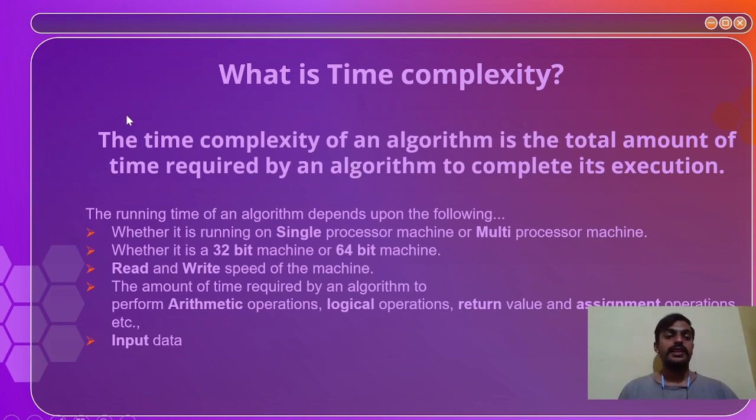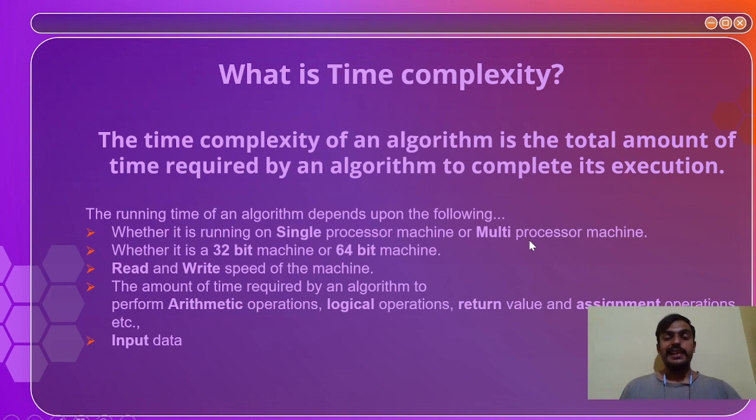What is time complexity? The time complexity of an algorithm is the total amount of time required by an algorithm to complete its execution. So time complexity is nothing but the total amount of time taken by an algorithm to complete its execution. The running time of an algorithm depends upon the following factors: whether it is running on a single processor machine or a multi-processor machine.